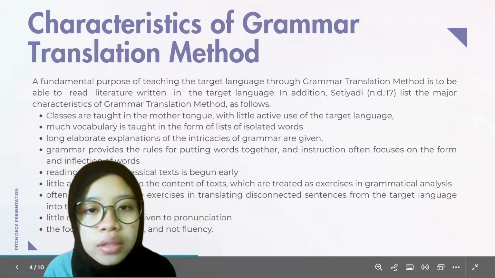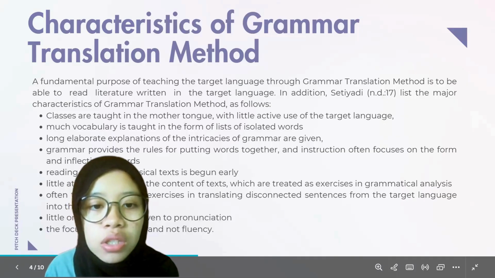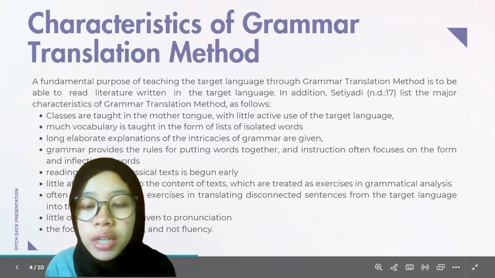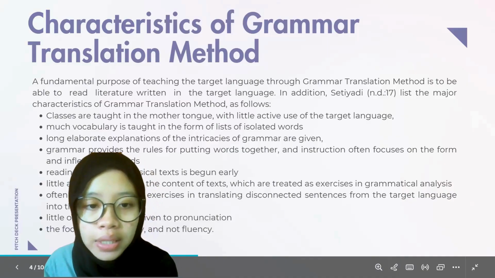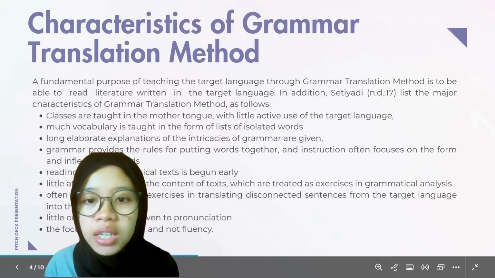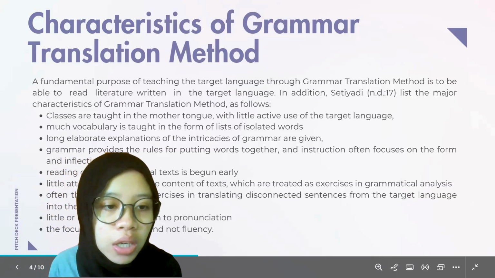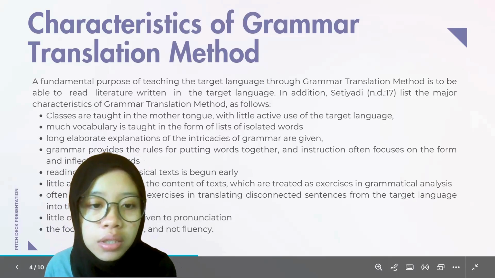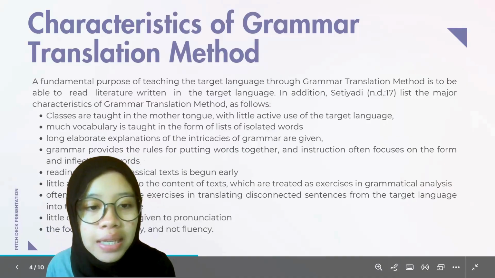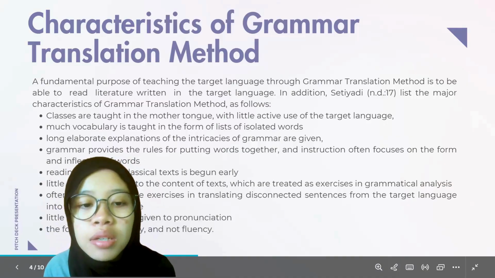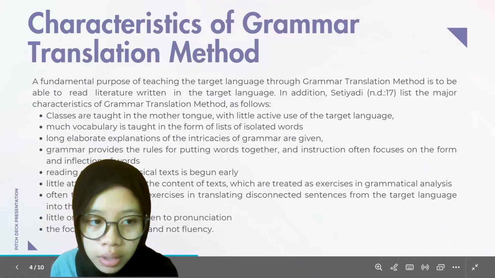And the characteristics of grammar translation method. A fundamental purpose of teaching the target language through grammar translation method is to be able to read literature written in the target language. In addition, according to Satyadi, the major characteristics of grammar translation method are as follows. First, classes are taught in the mother tongue, with little active use of the target language.